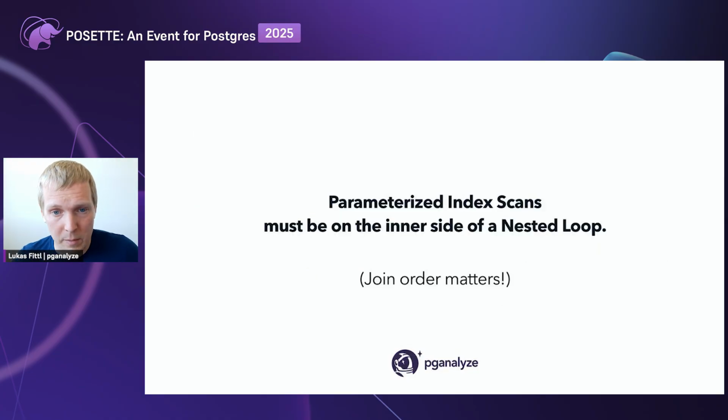Parameterized index scans must be on the inner side of the nested loop, so this is where the join order comes back, right? If we have bad join order, we're not going to get this.